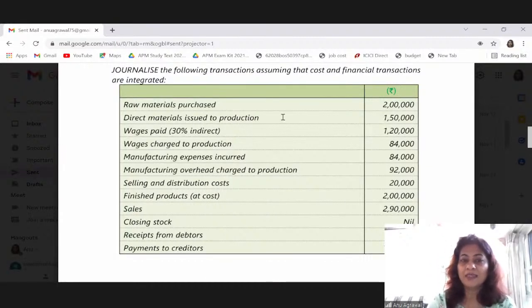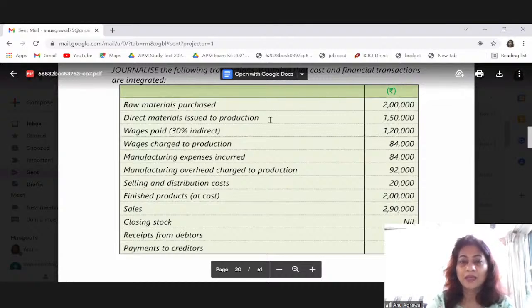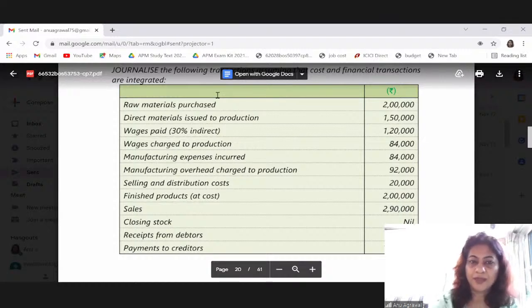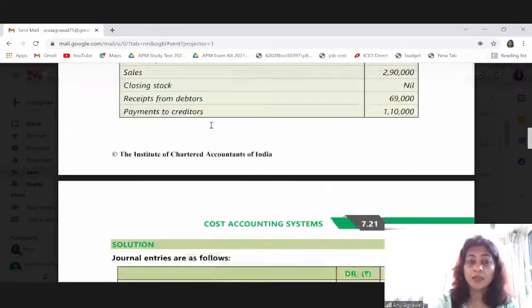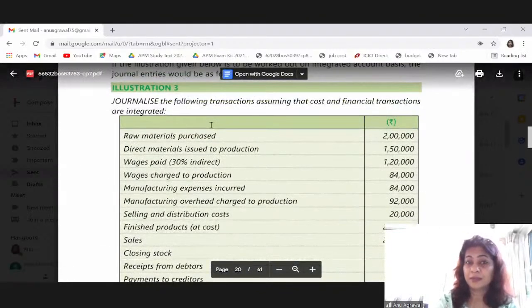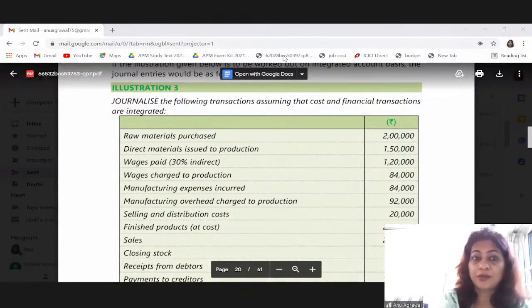So look at it, journalize the following transaction, assuming, okay, raw material purchased, direct material issued to production. So can we just start doing the entries? So raw material purchased, what will be the entry? I'll just try to make the entries here. All of you can do it with me.